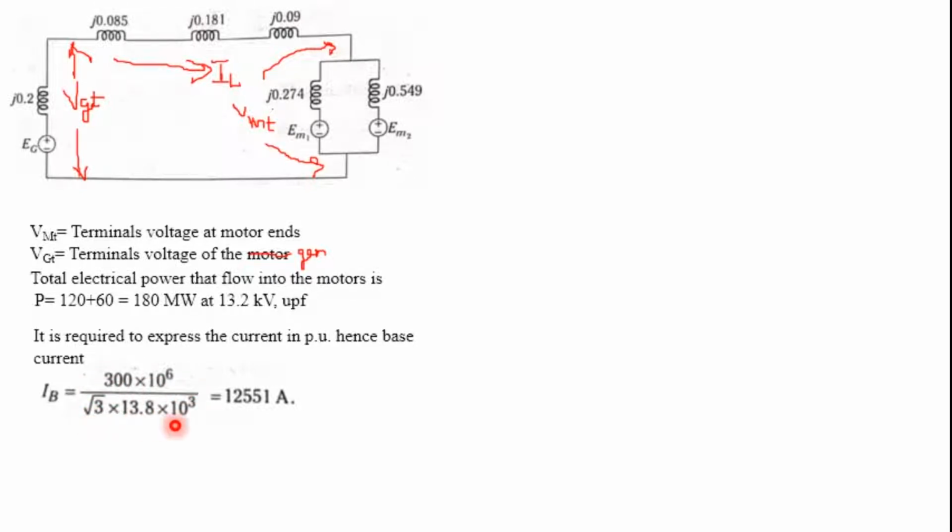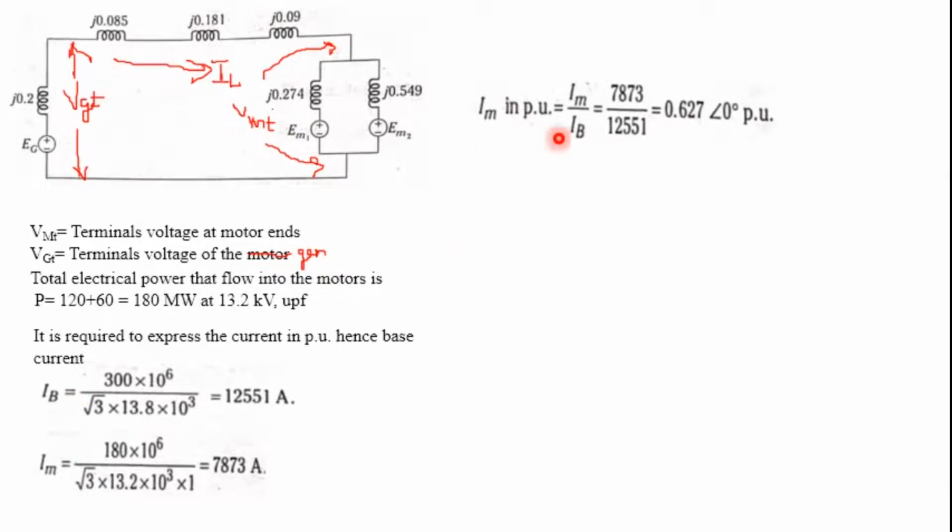The base voltage we calculated earlier is 13.8. So the base current is 300 to the power 6 divided by root 3 times 13.8, and we get 12,551 amperes. Now what is the actual value? These two motors are working at 180 megawatt at 13.2, so root 3 into 13.2. The power factor is unity, so we get 7873 amperes. This is the actual value, and this is the base value. We convert it to per unit: actual value divided by base value, we get 0.627 at angle 0, because it is working at unity power factor.